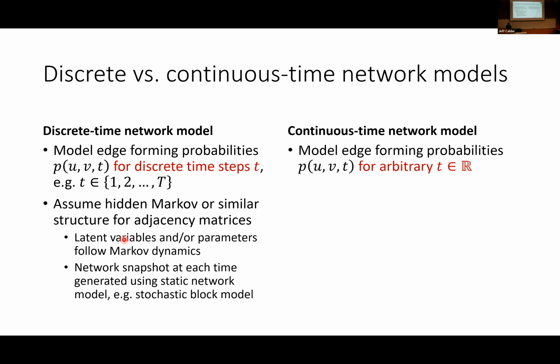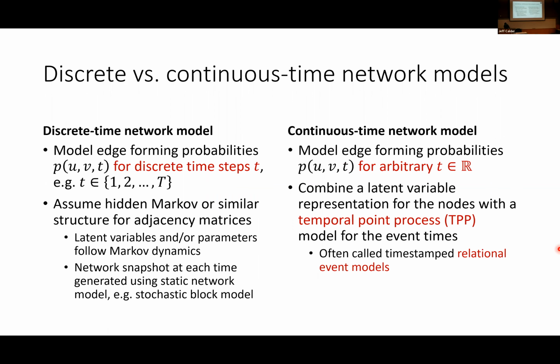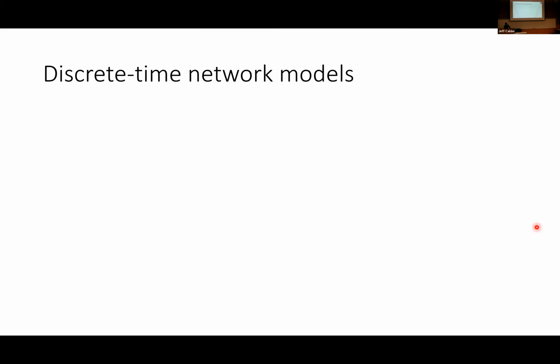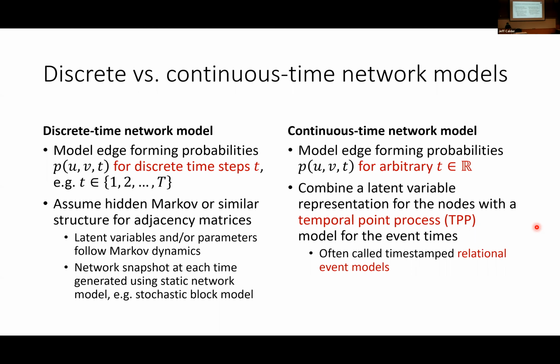In the continuous time setting, we want to model these edge-forming probabilities, so the probability that U and V have an interaction at time T for arbitrary T. So any real value T, I should say, this should be R plus, right? Time starts at 0. It's only positive. And so here, what we typically do is combine a latent variable representation for the nodes with a temporal point process, or TPP, model for the event times. And so these are often called time-stamped relational event models. So that's the distinction now between the models.